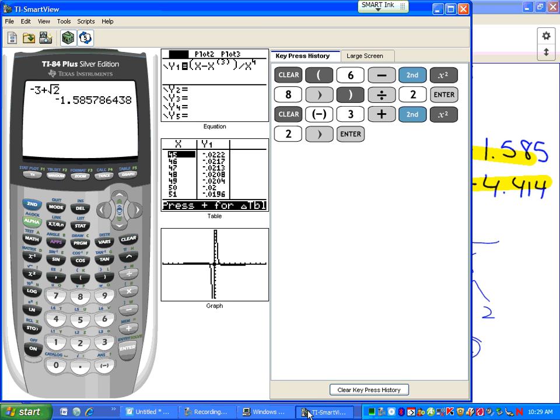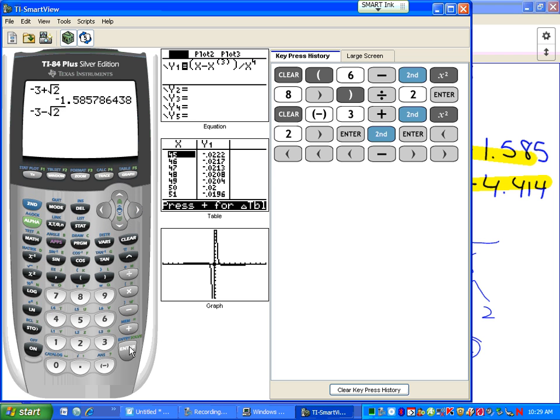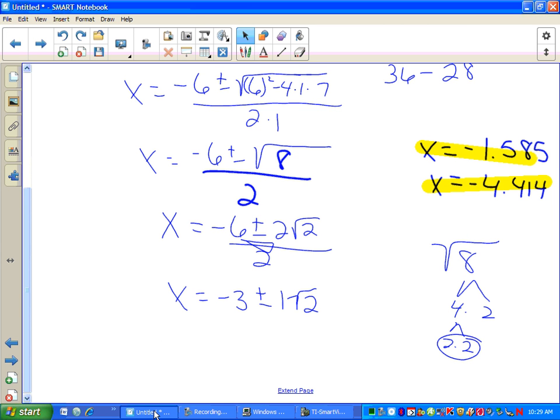Look what I'm going to do. Push second, enter, and it'll pop that back up. I'm going to switch. Now we need negative 3 minus the square root of 2. Let's put that in our calculator. Push enter. That's negative 4.414. Is that what we had in class today? Yes, it is.